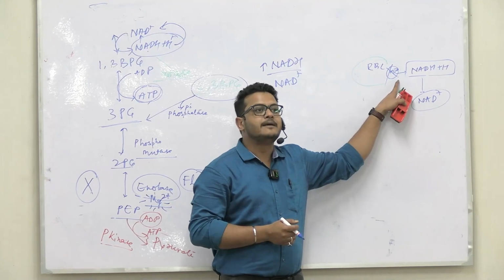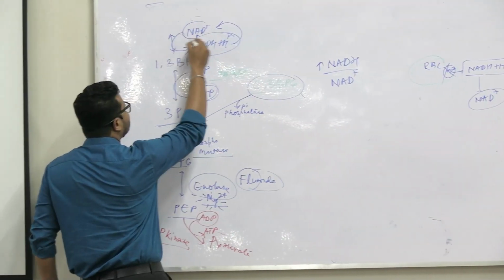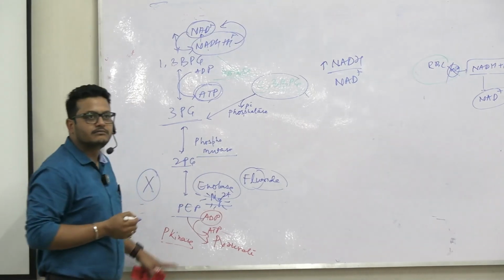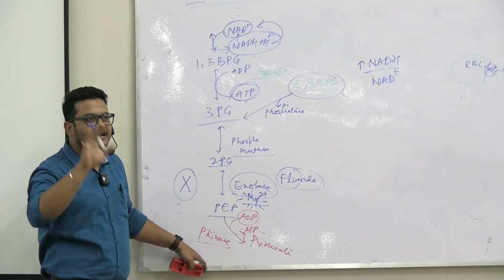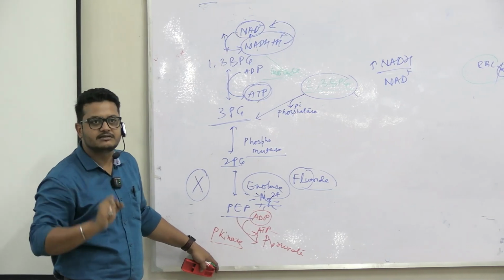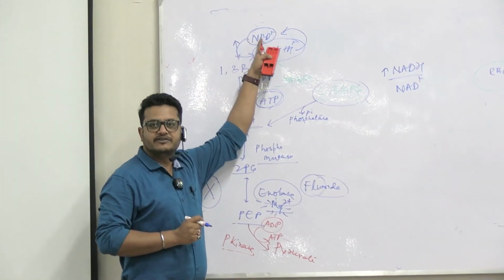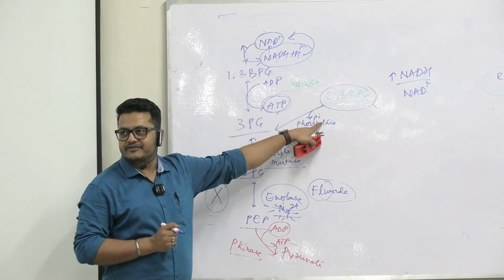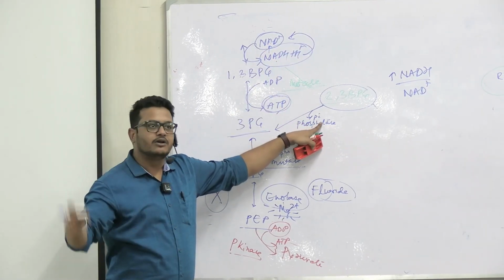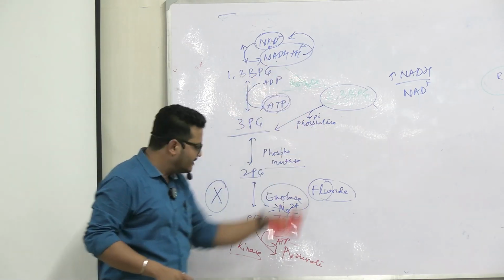But RBC lacks mitochondria. So as a result, as long as its concentration was there inside the cell, the glycolysis will keep on going till there was enough concentration of NAD plus. Because for this reaction you require NAD plus to proceed. So till the moment there was enough NAD plus, the glycolysis was going on, and the product was formed as NADH, and the end product was pyruvate.